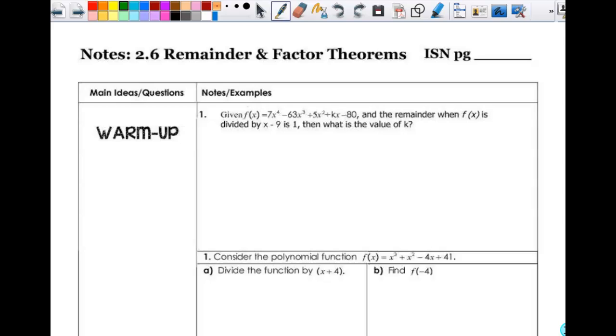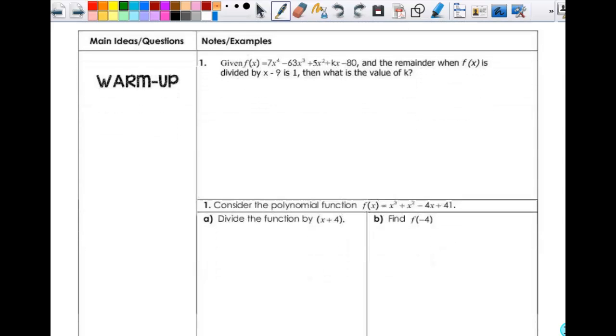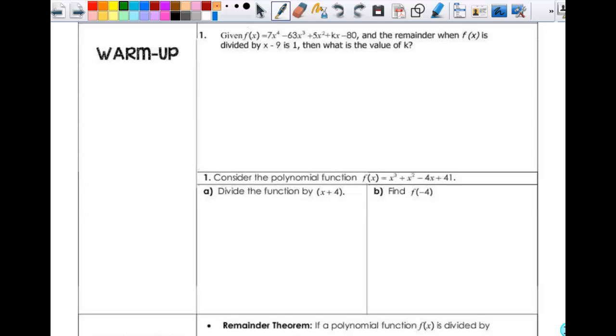Today we're going to look at the remainder and factor theorems. We're going to use the synthetic division that we talked about yesterday. So we're going to do a little warm-up here using our synthetic division. It says, if I'm given this polynomial and the remainder of f of x when divided by x minus 9 is 1, then what is the value of k?